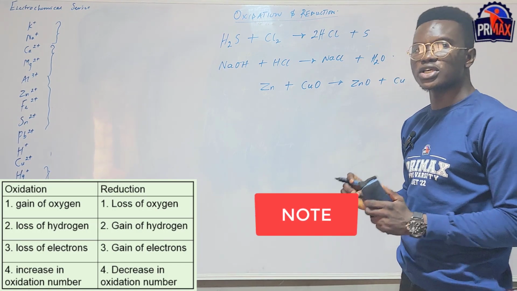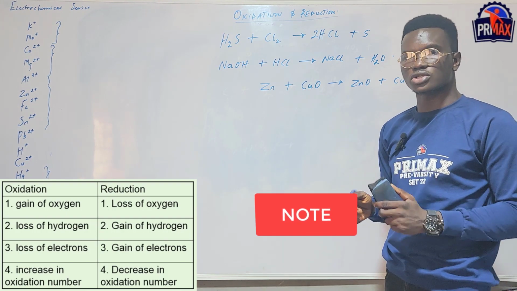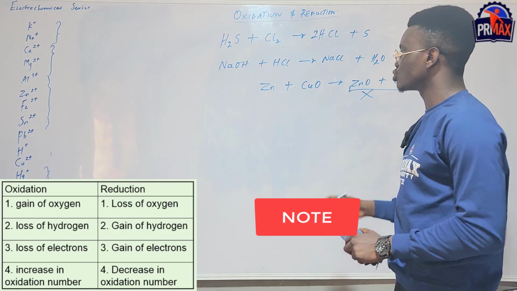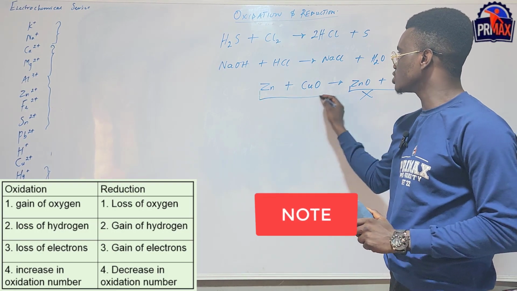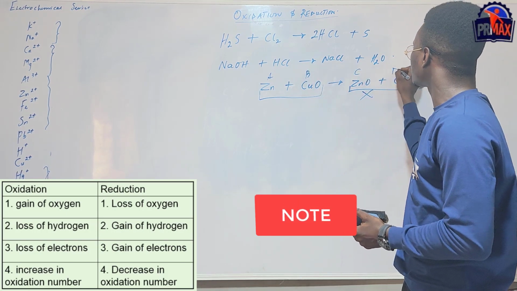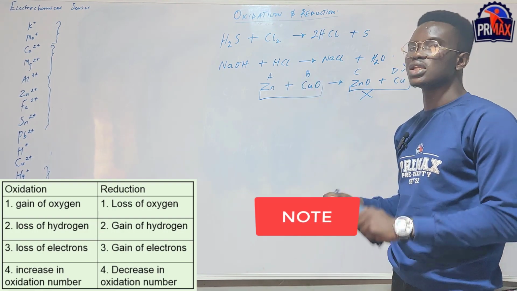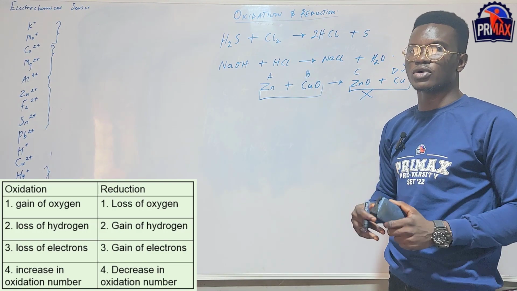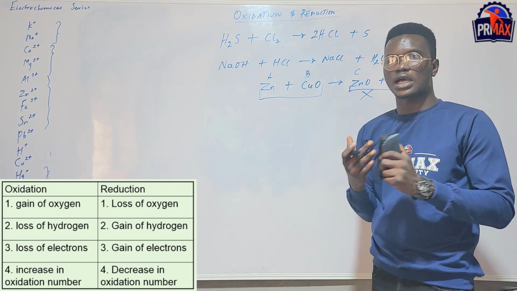Now, I need you to note something. Every time you are asked a question on which of the following is undergoing oxidation or reduction, please do not pick your answer from the product side. None of this will be your answer, but one of the reactants will. Let's say this is my option A, option B, option C, option D. Automatically, options C and D are out, so my answer will be between A and B. So please do not go to the product side to pick your answer when asked which one is undergoing oxidation or reduction. I hope that is clear.